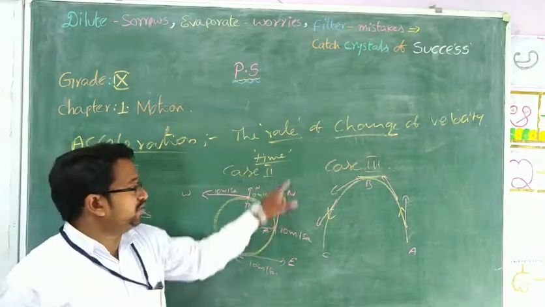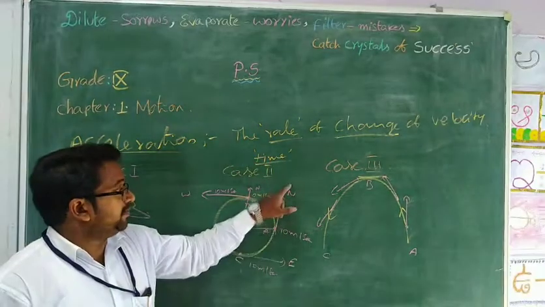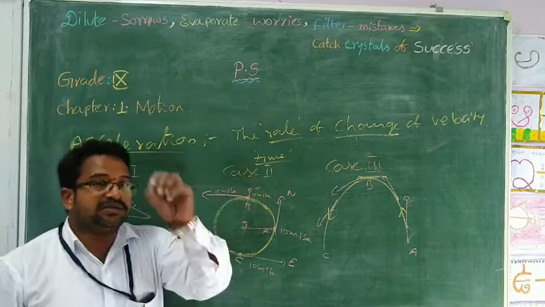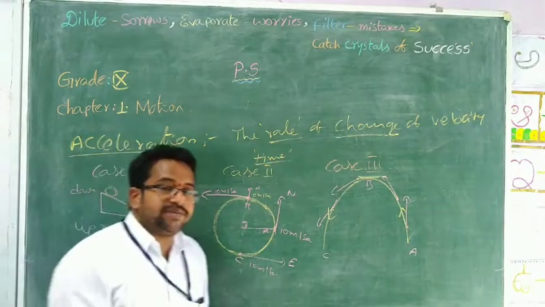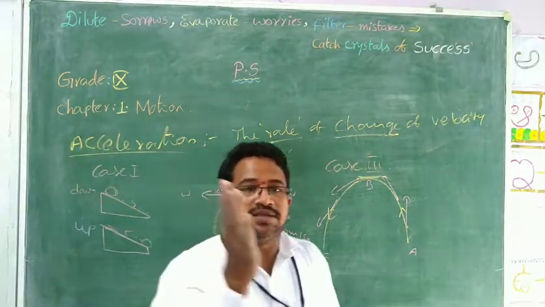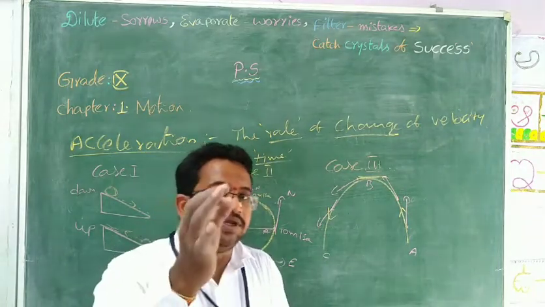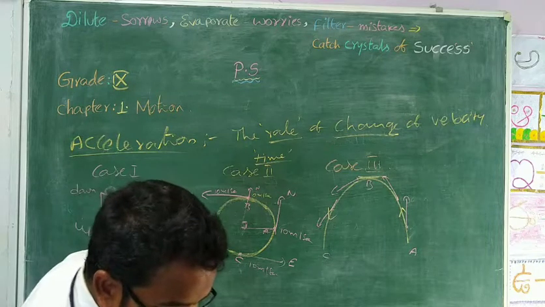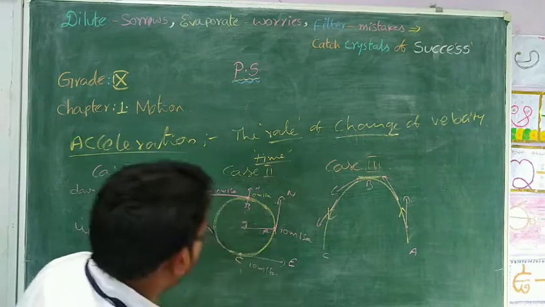Here 10 meter per second towards north. Here 0 meter per second towards north. 10 meter per second towards north. 0 meter per second towards north. Means there is change in velocity. So simply, acceleration is nothing but the rate of change of velocity. Okay. Let us see that small derivation or formula, how we can define it.